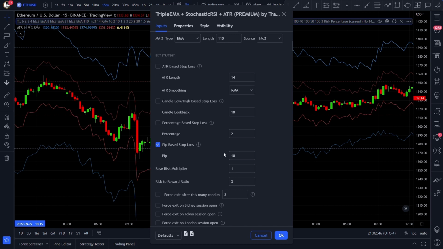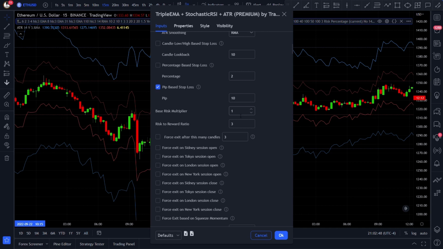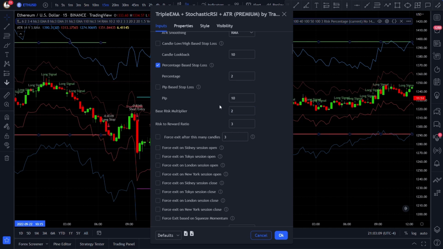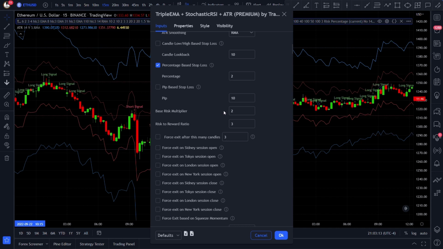Under the stop loss options, we have the base risk multiplier and the risk to reward ratio. With the base risk multiplier, you can multiply how far the stop loss should be placed. For example, if you are using a 2% percentage-based stop loss and the base risk multiplier is 1, then the stop loss will be placed below or above the entry level by 2%. But if you use a base risk multiplier of 2, now your stop loss will be at a 4% distance, because 2 times 2 is 4.